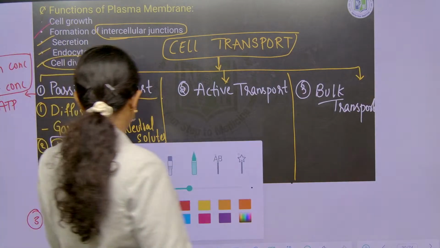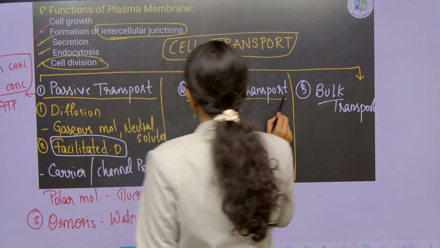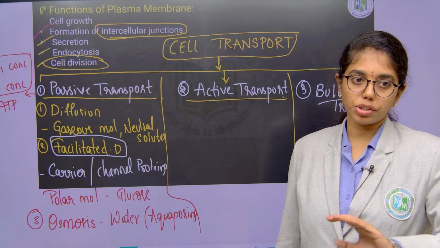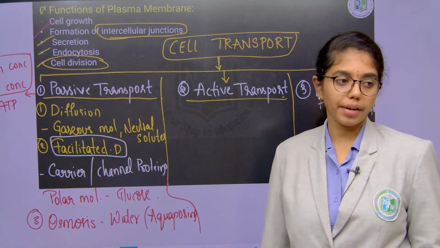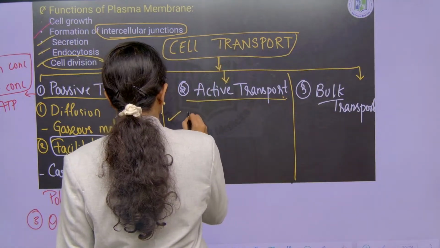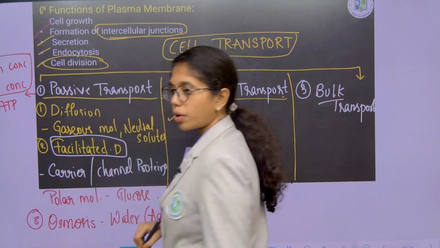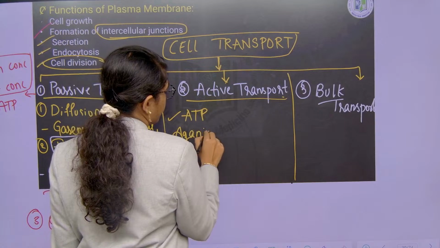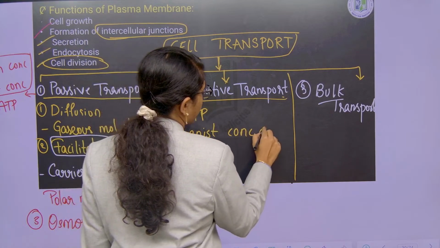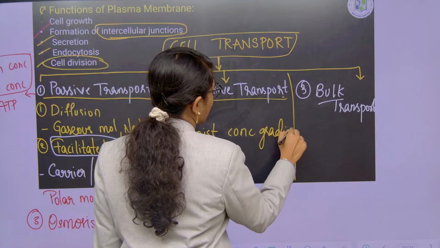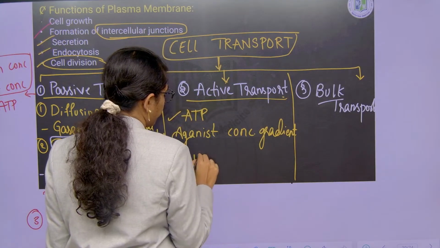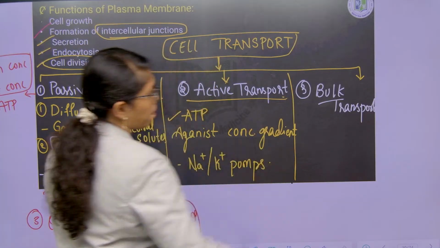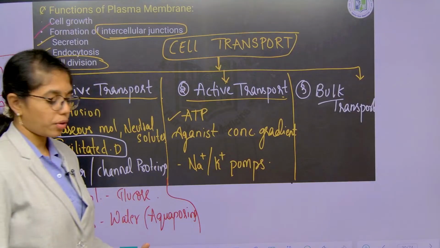Next is active transport. The name itself says active transport, which is from low concentration to high concentration, means it is against the concentration gradient. It requires ATP. Best example, you can take sodium and potassium pumps. Done.